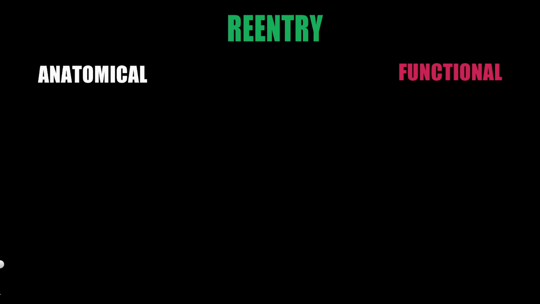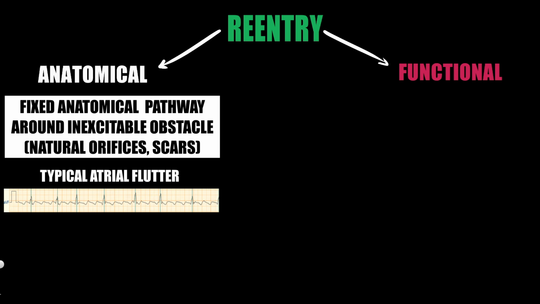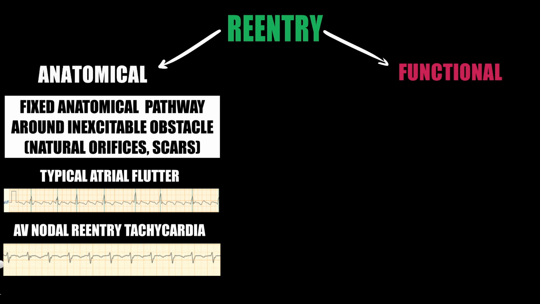Reentry circuits can be formed by anatomical structures, resulting in a fixed pathway when impulse travels around an excitable obstacle formed by anatomical structure, such as natural orifices or scars. For example, typical atrial flutter that is located in the right atrium and formed around the natural vessels' orifices. Or AV nodal reentry tachycardia that is located inside the AV node and related to congenital splitting of AV node into two conduction pathways.